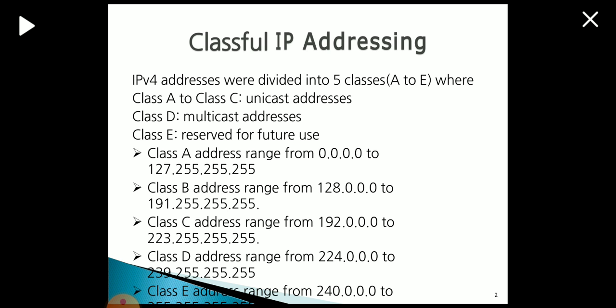Class A range in classful IP addressing is 0 to 127. Class B address range is defined as 128 to 191. Class C address range is considered from 192 to 223 and Class D address range is considered as 224 to 239 and Class E address range is considered from 240 to 255.